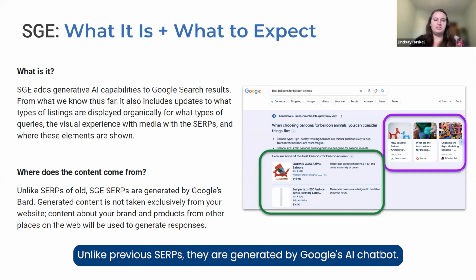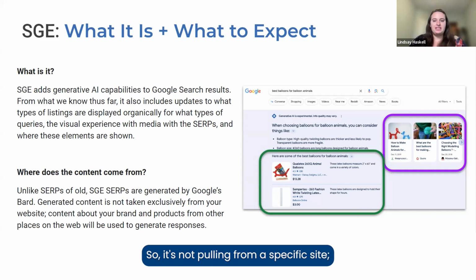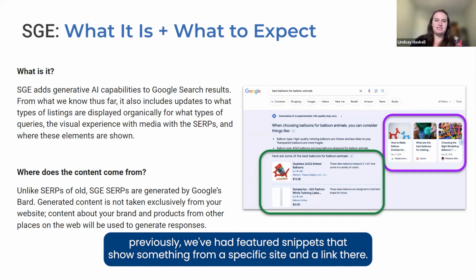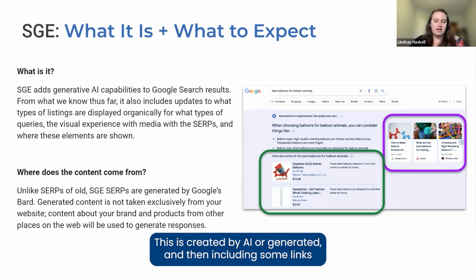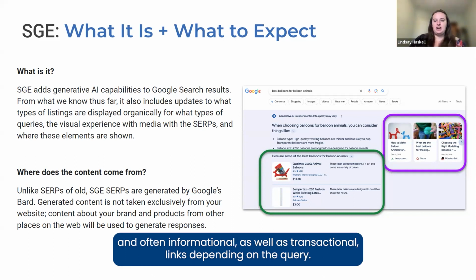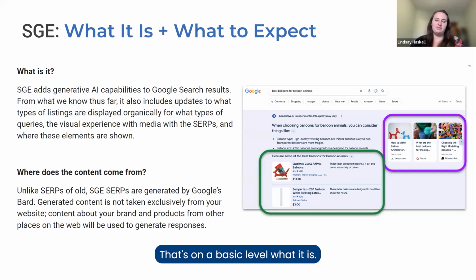Unlike previous SERPs, they are generated by Google's AI chatbot. So it's not pulling from a specific site. Previously, we've had featured snippets that show something from a specific site and a link there. This is created by AI, or generated, and then includes some links, often informational as well as transactional links, depending on the query. That's on a basic level what it is.